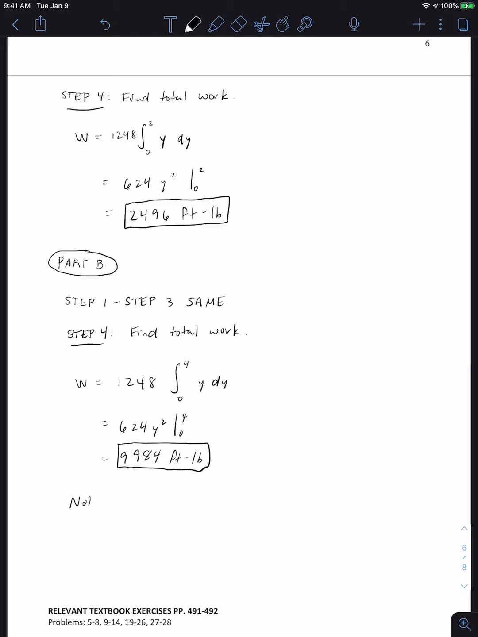So again, notice that we don't multiply part A, or the amount of work that it takes to push half the water out, by 2, because 2,496, the answer for part A, times 2 is not 9,984.